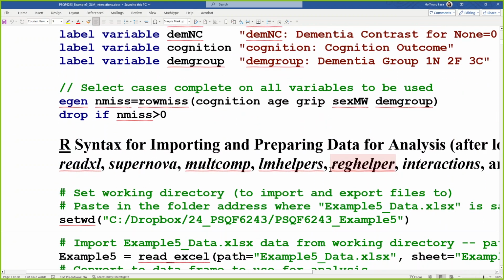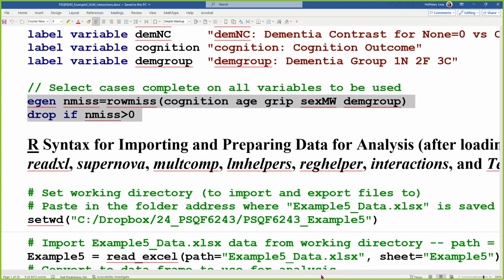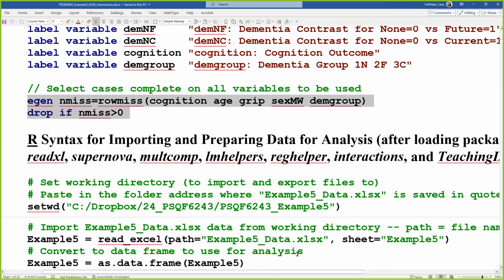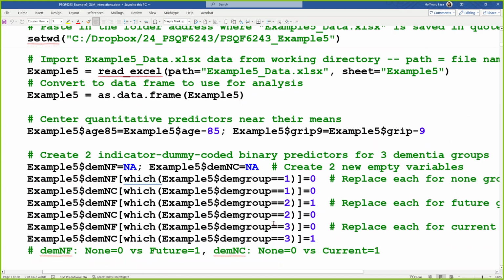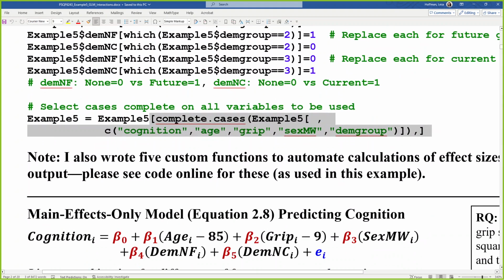Labeling everything, and then removing cases that would have any missing information so that my sample stays constant. That is not the best way to deal with missing data, but it's what we have for now. Take more classes if you'd like to learn better approaches to that. That's what I would have. For our folks, everything is the same for you: centering my quantitative predictors, creating my dummy codes, and then selecting complete cases for the variables in the story.